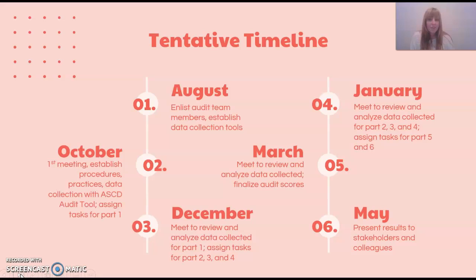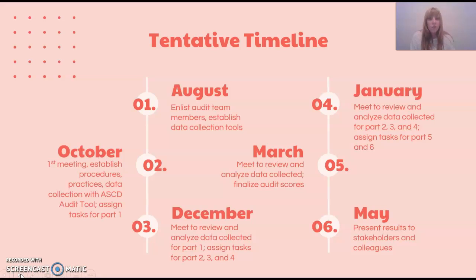This would be my tentative timeline in this curriculum audit. In August, I would recruit my team members and establish the different data collection tools, and we would also determine when we would be meeting. Then our first meeting would occur in October. We would talk about our procedures and practices of our curriculum audit. We would also determine that we would be using the ASCD audit tool because we are auditing the design and delivery of the curriculum, and we would assign tasks for part 1 of the ASCD audit tool.